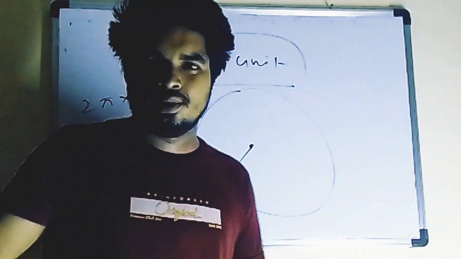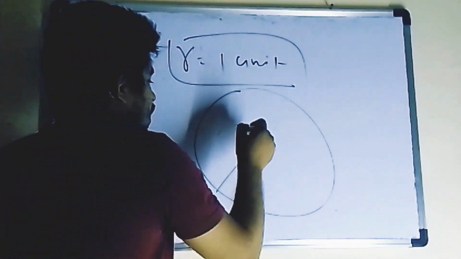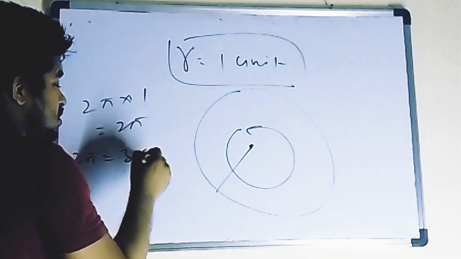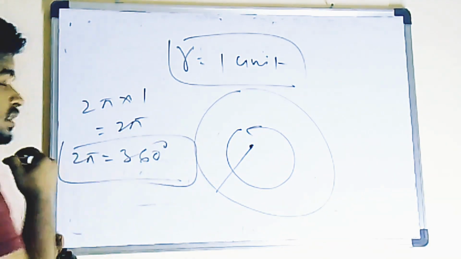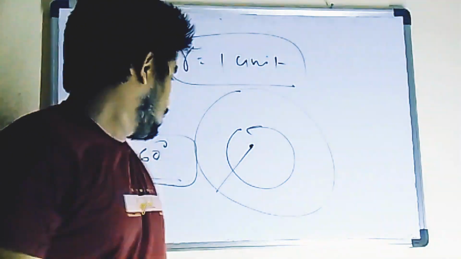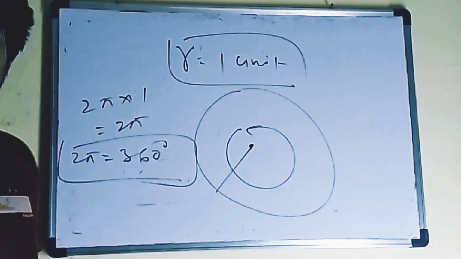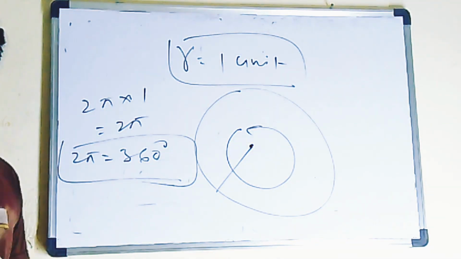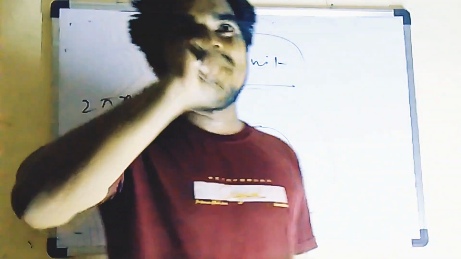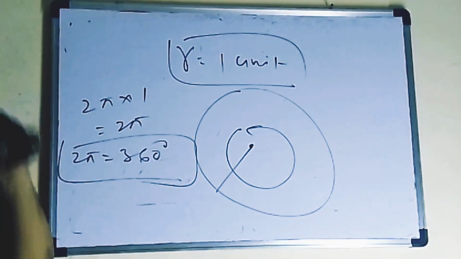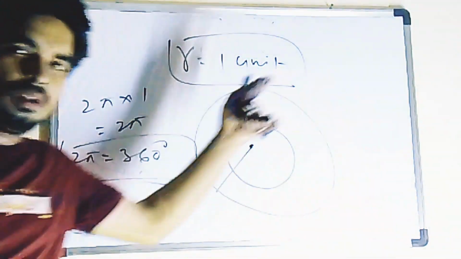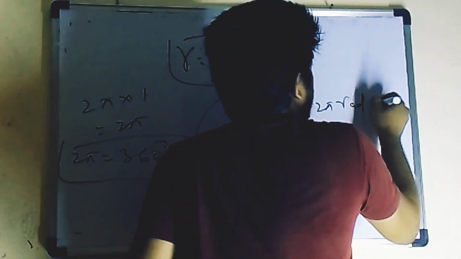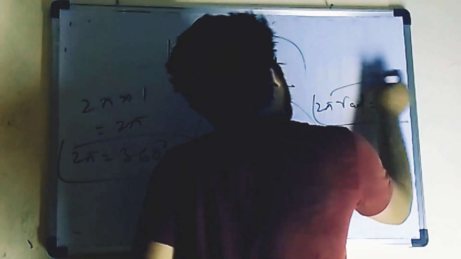The radius is 1 unit. If you see, this whole angle is 360 degree. So can I say here that 2 pi equals 360 degree? Such a big concept explained in a simple way. So 2 pi radian equals 360 degree. Now I will use this relation directly. Can we say 2 pi radian equals 360 degree? Clear?